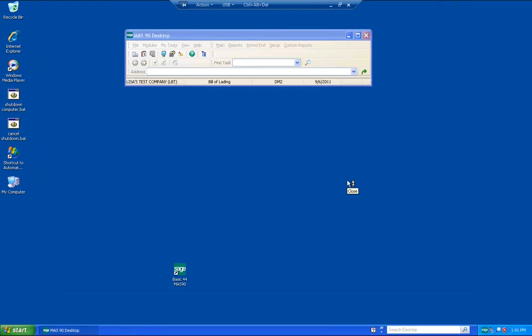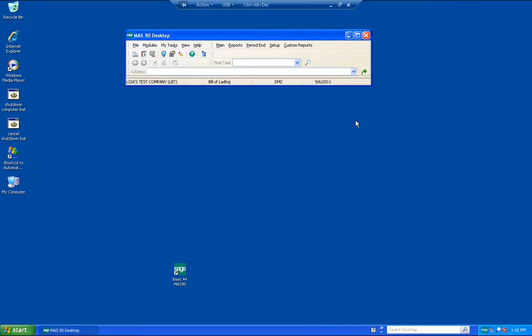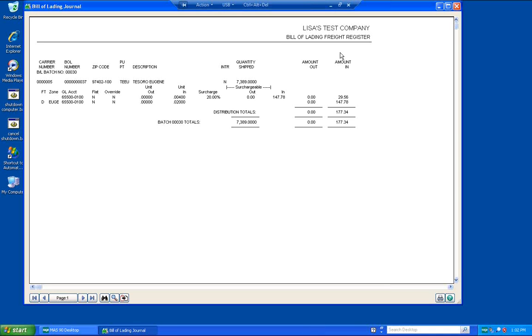It goes on to print the tax journal. It's exactly the same as it was. It reports the taxes that were picked up based on your bill of lading setups for the vendors. Taxes plus the cost of the product equals this total extension, which should be the total that appears on the vendor's invoice. Freight journal hasn't changed. It still reports either the freight that's being added to the cost of the purchased product, freight in, or it reports the freight that's being charged to the customer, freight out.